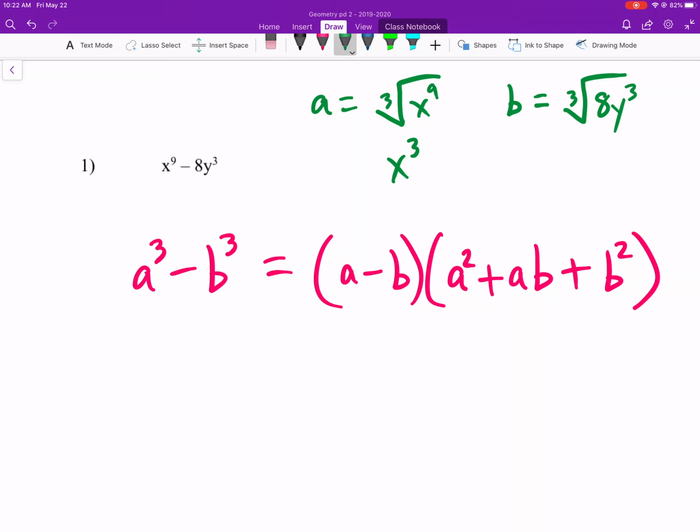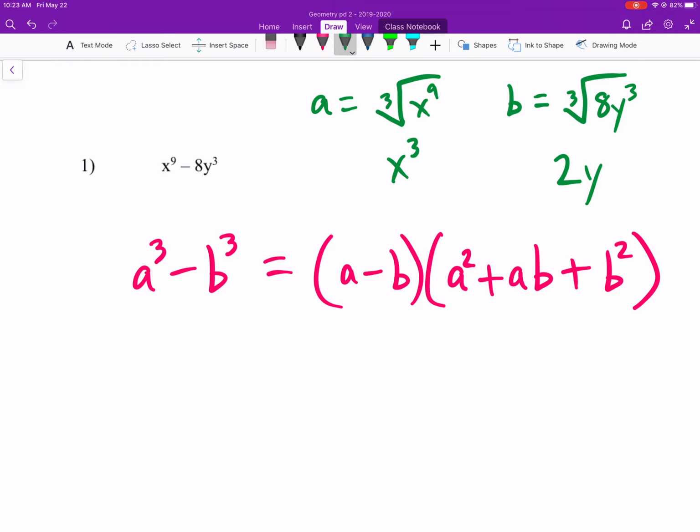Okay, and your B value, what times itself, 3 times, will give you 8y to the 3rd power? So it's going to be 2 something, right? 2 cubed gives you 8. And then for y to the 3rd power, the cubed root would just be y, because y times y times y gives you y to the 3rd.